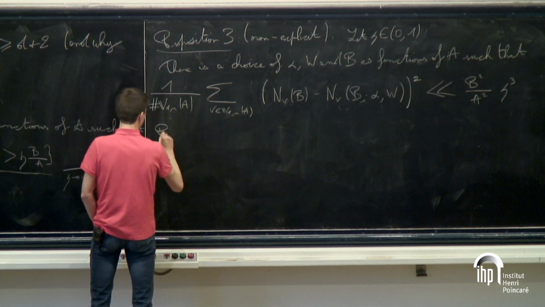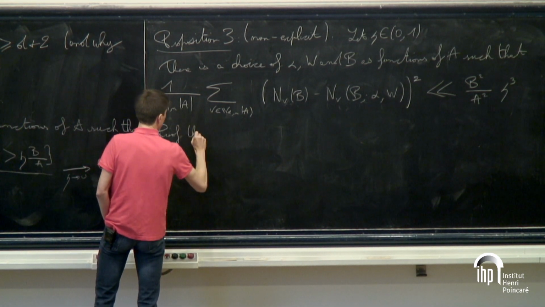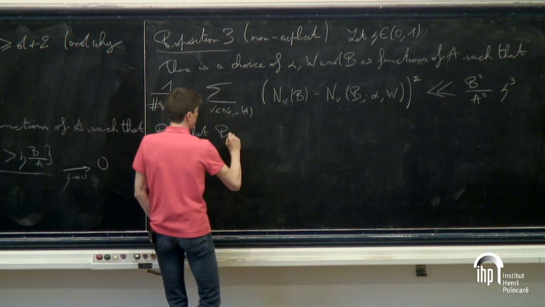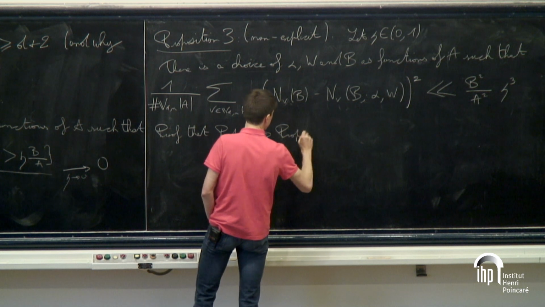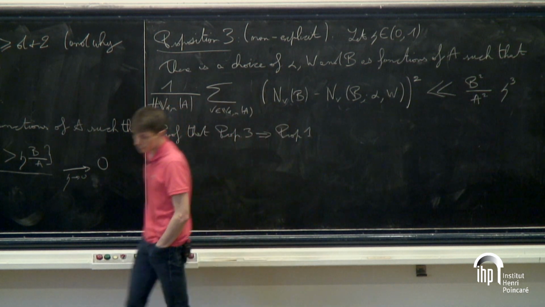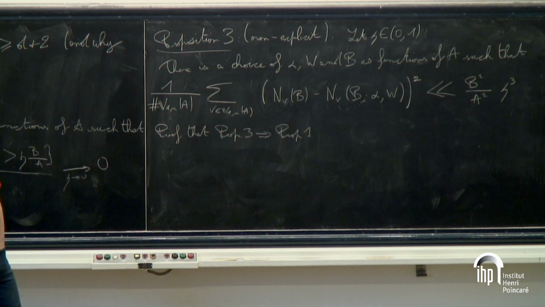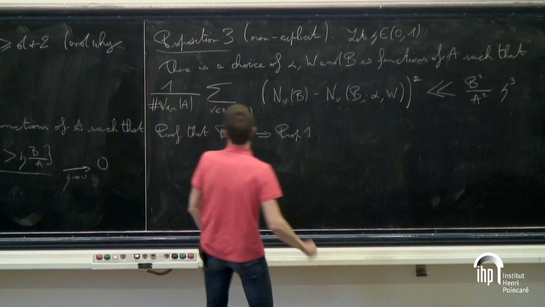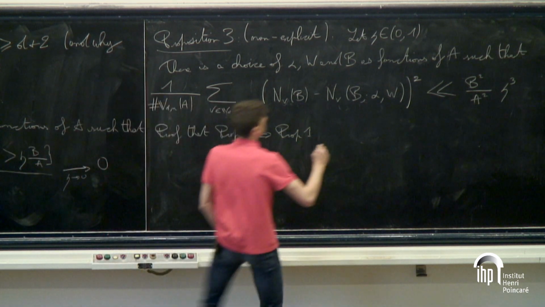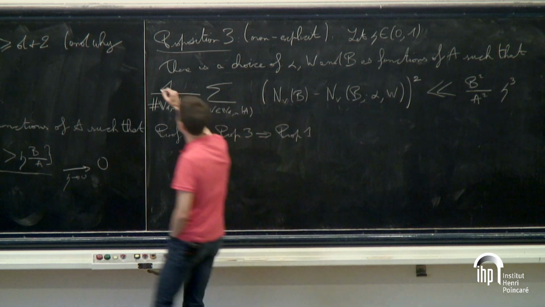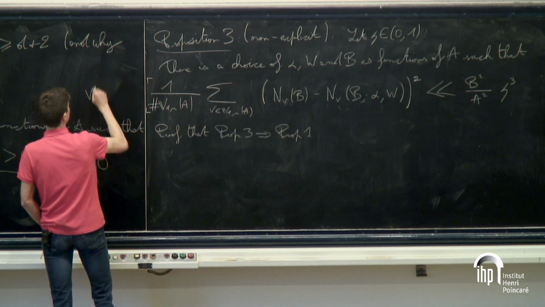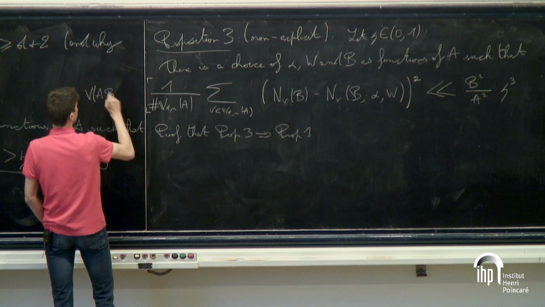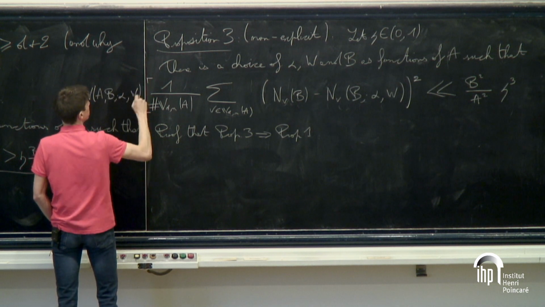So, proof that proposition 3 implies proposition 1. I'm going to define that set as V(A, B, alpha, W).